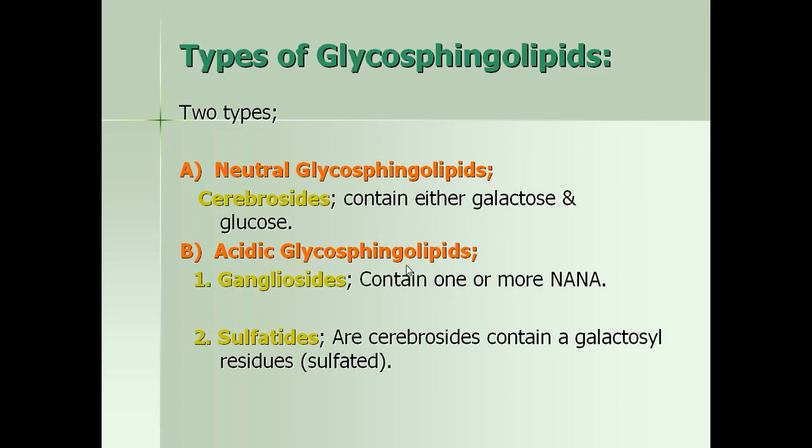Sulfatides. Sulfoglycosphingolipids, which we call sulfatides, are cerebrosides that contain galactosyl residues that have been sulfated, negatively charged at physiological pH, and found in the nervous system.